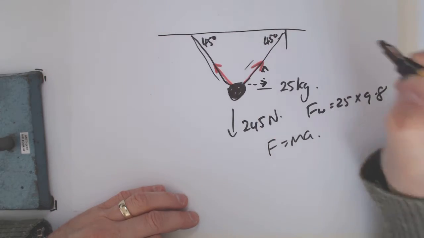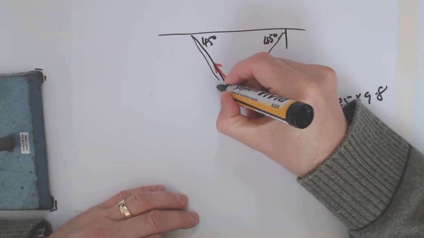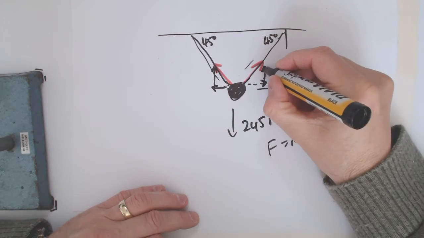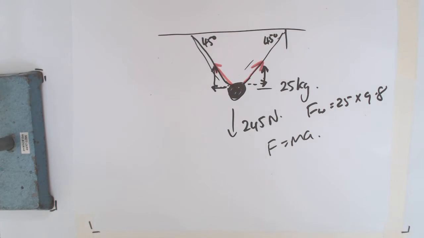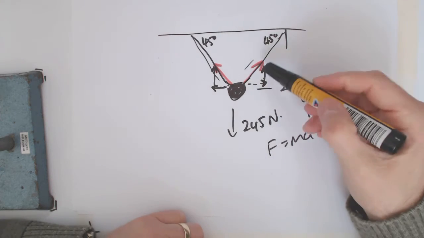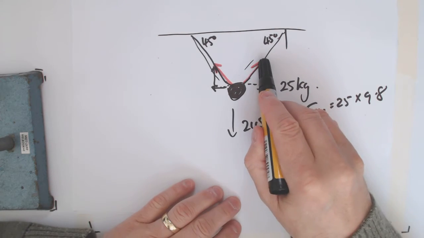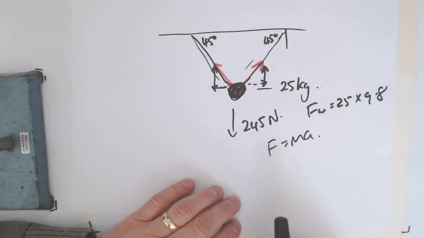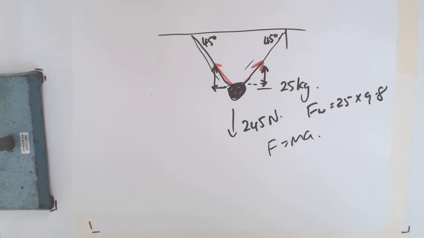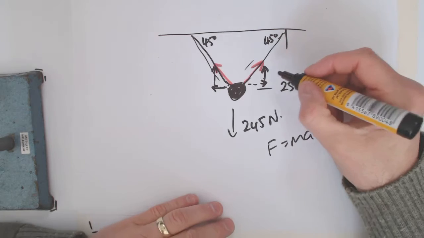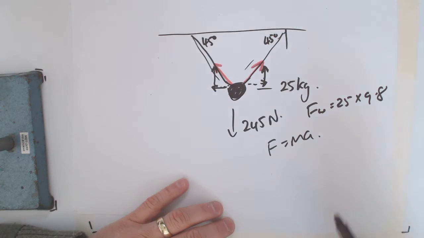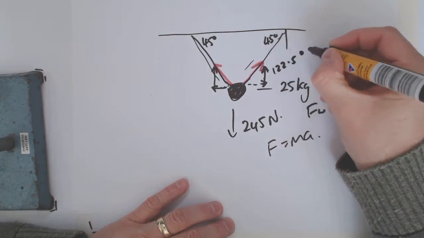We can split these tension vectors into, again, horizontal and vertical components. Each of those vertical components is up and across to the right on this one, up and across to the left on this one. That's the tension in the rope or chain or whatever it is. And we know that we need a vertical force up of 245. That means each one needs to be 122.5, right?